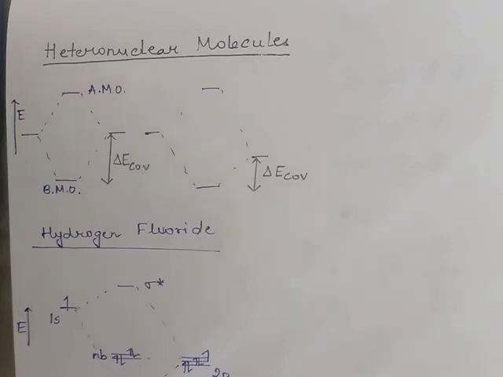Today I'll be discussing the molecular orbital diagrams for heteronuclear molecules. There are two types that we need to know. Firstly, there are the heteronuclear diatomic molecules like carbon monoxide, hydrogen fluoride and so on. And then there are the heteronuclear triatomic molecules like carbon dioxide, water and so on. So we'll go one step at a time, and first we'll discuss the diatomic molecules and then move on to the triatomic molecules.